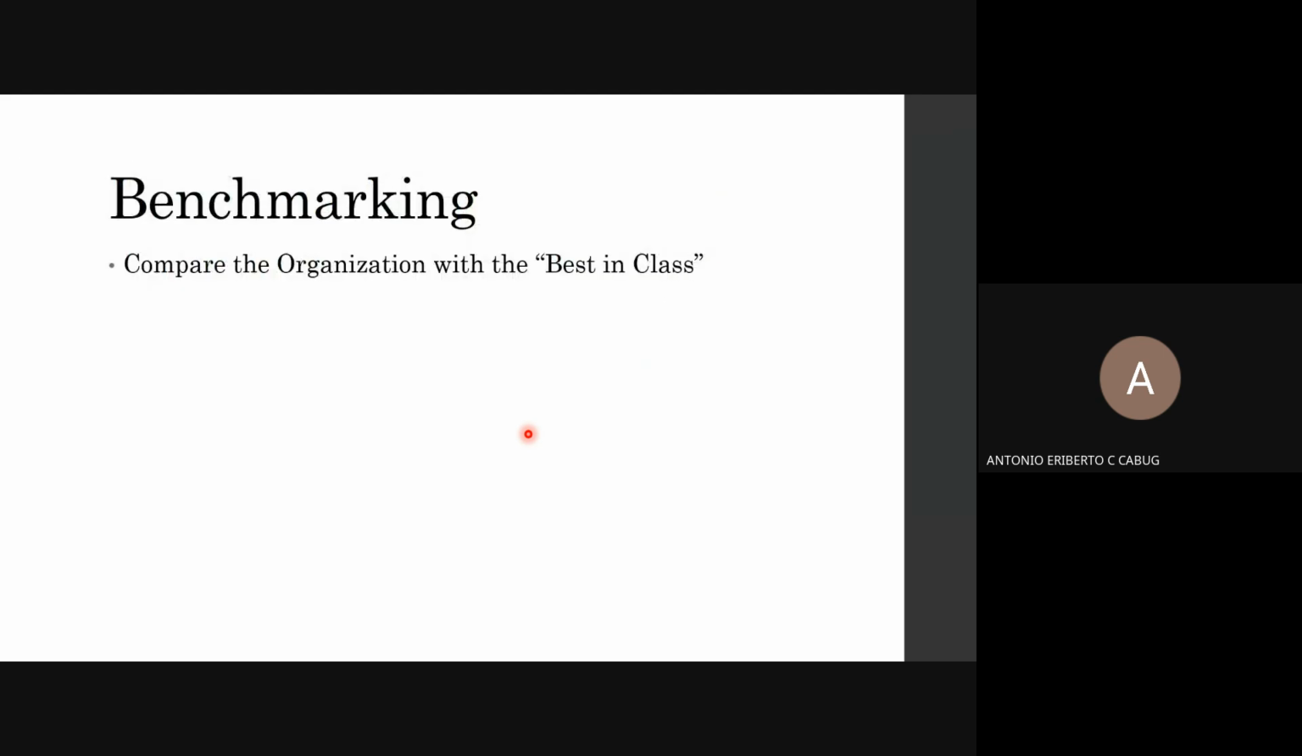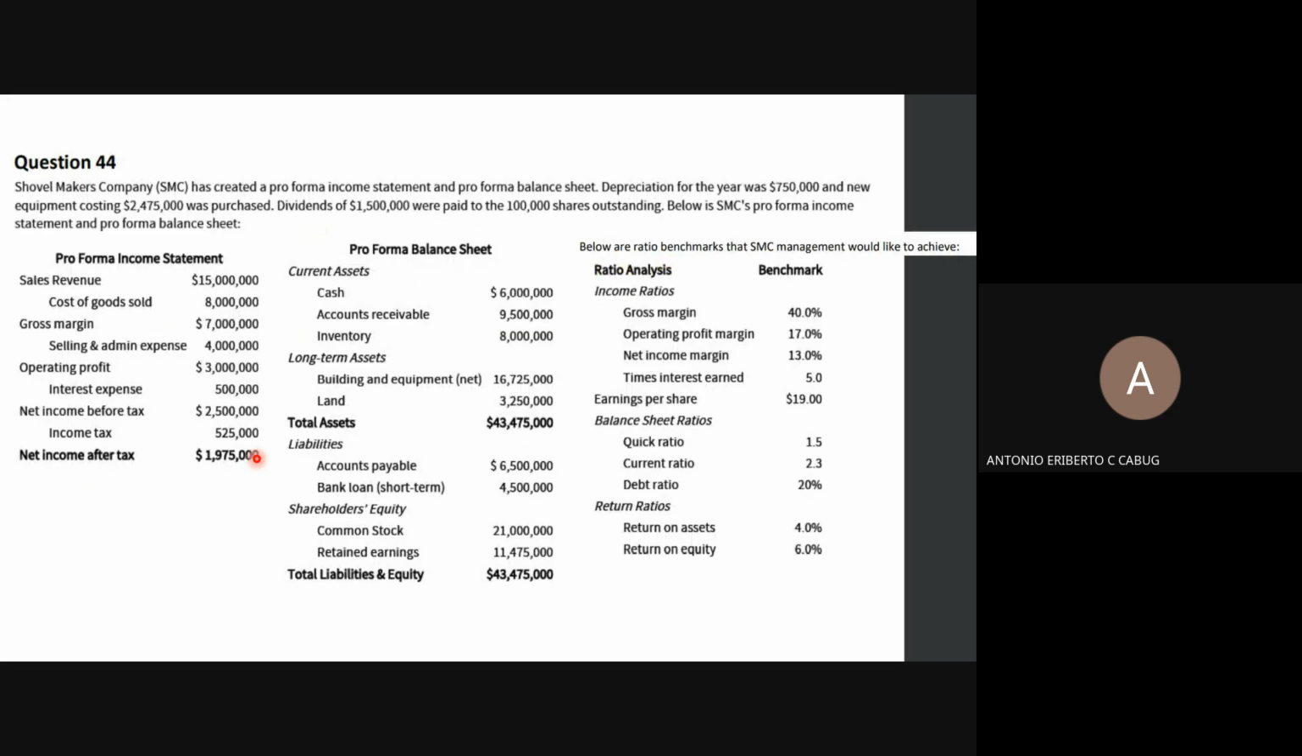Benchmarking. In benchmarking, the organization is compared with the best in class. Not the industry average, no? Not the industry average, but the best in class. So when benchmarking, you compare with the best in class. That's benchmarking. Okay. So I'm going to give you 3 minutes for this one.